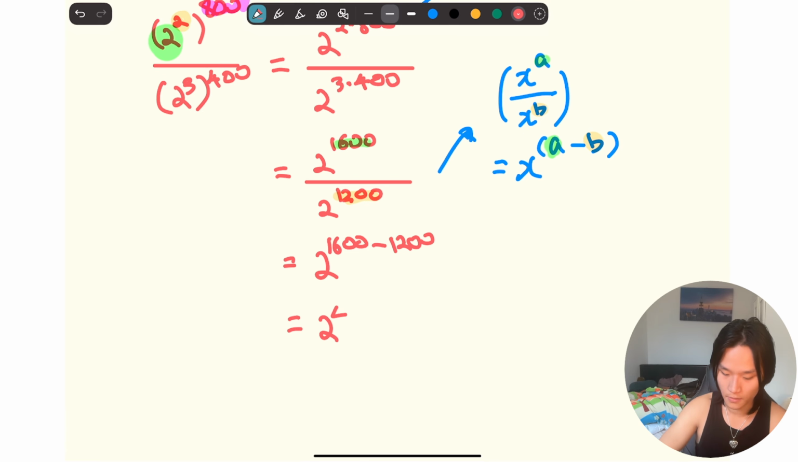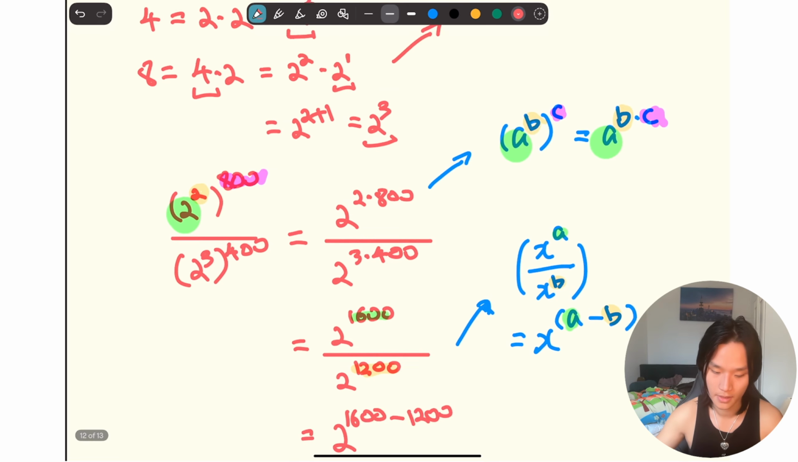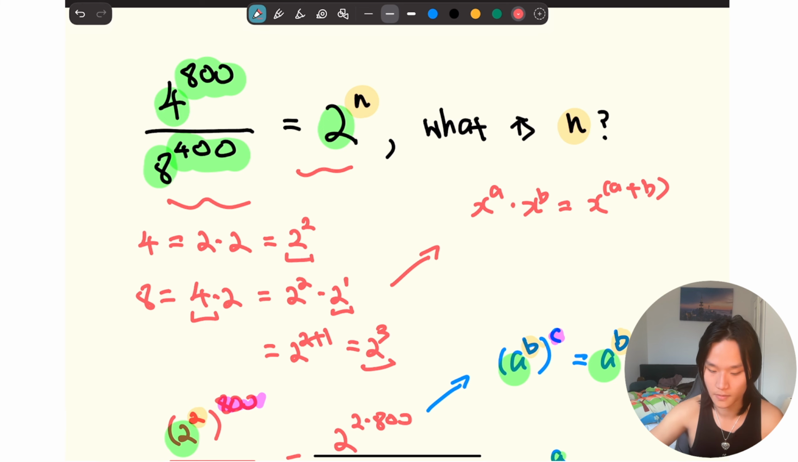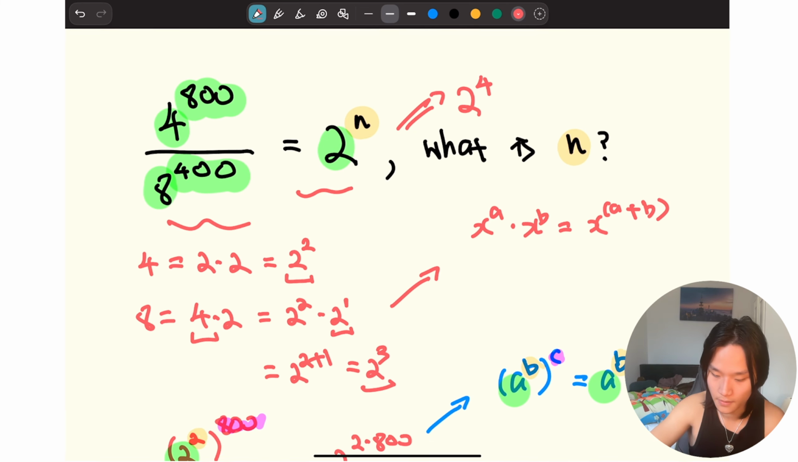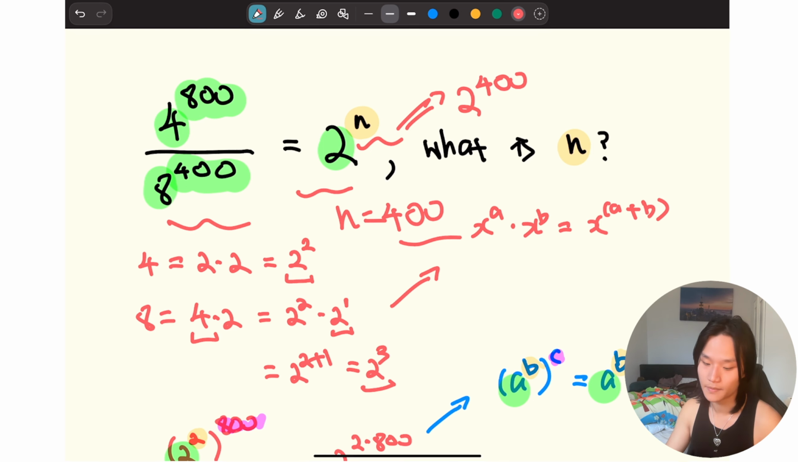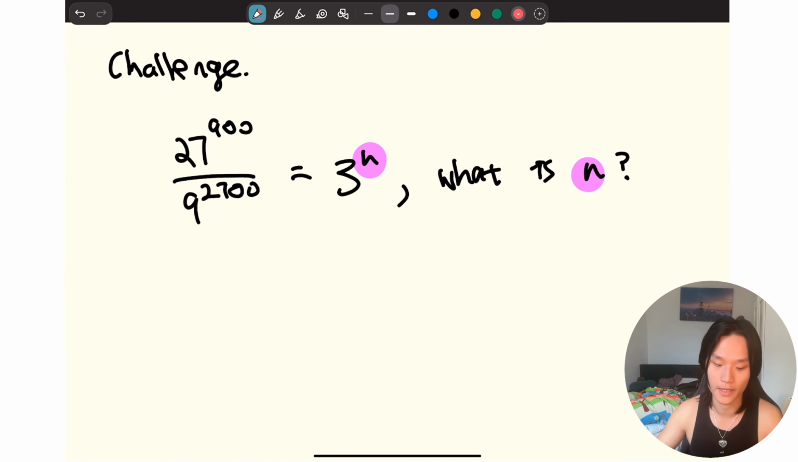So we have simplified this complicated looking expression into this, right? So what is n? Well, n is just 400. And that's our answer, except I have a challenge for you today.